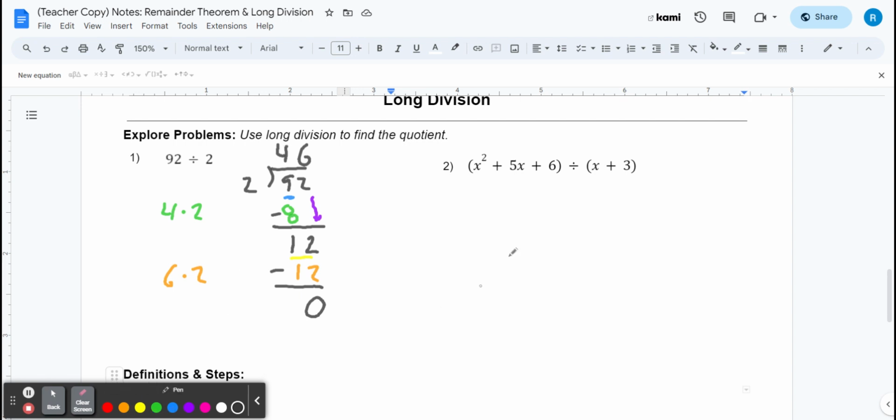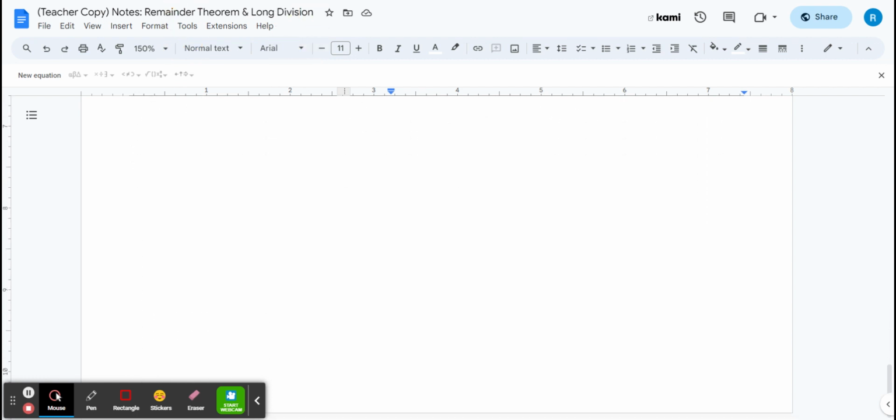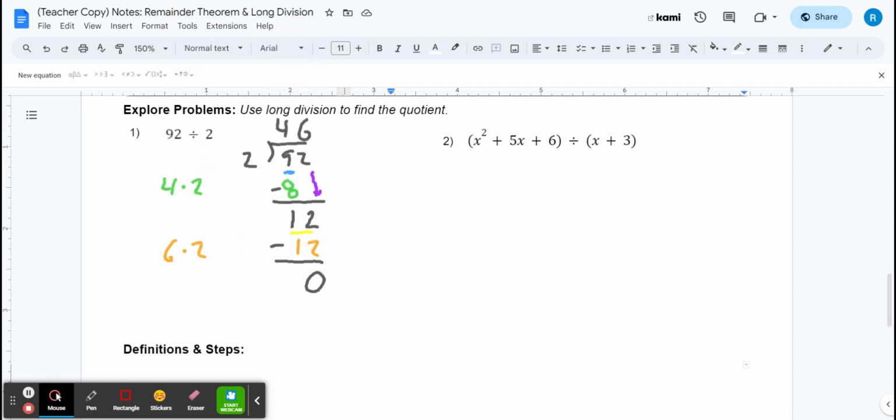Now, let's try applying the same steps and process to a polynomial. And this first time through, I just want you to follow along. Later in our notes, you'll notice that we will define our steps. We'll go through some example problems for you to try on your own. But let's just start by exploring this idea.